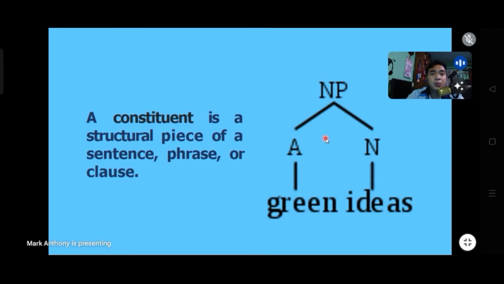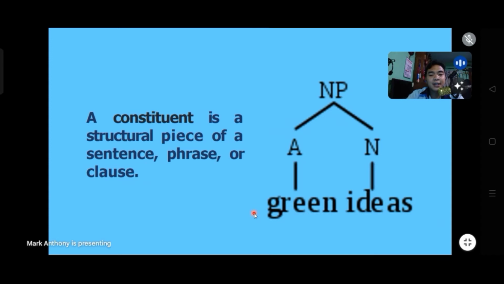So a constituent is a structural piece of a sentence, phrase, or clause. For our example, what we have here is the NP, and that is an example of a constituent. NP means noun phrase, which is divided into two sub-constituents. And there we have A and N. But what do A and N stand for? Actually, those are adjective and noun.